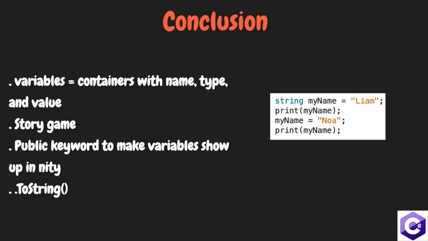Then we saw how we can retrieve the value from a variable by simply writing the variable name, and we also understood that we can edit variables just by writing the variable name followed with an equal sign and then the new value. Finally, we trained by creating a small scenario story game, but most importantly, we saw how powerful the public keyword is. Just by typing public at the start of our variable declaration, we will then be able to change the value directly inside of Unity. Finally, we saw how we can convert a number into a string by using .ToString after the number.